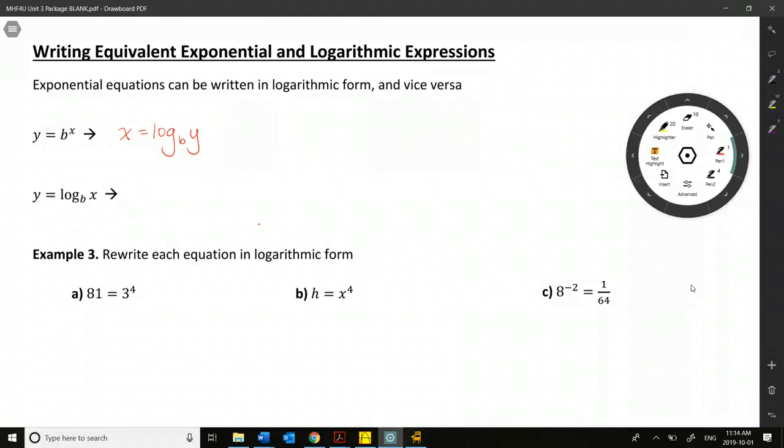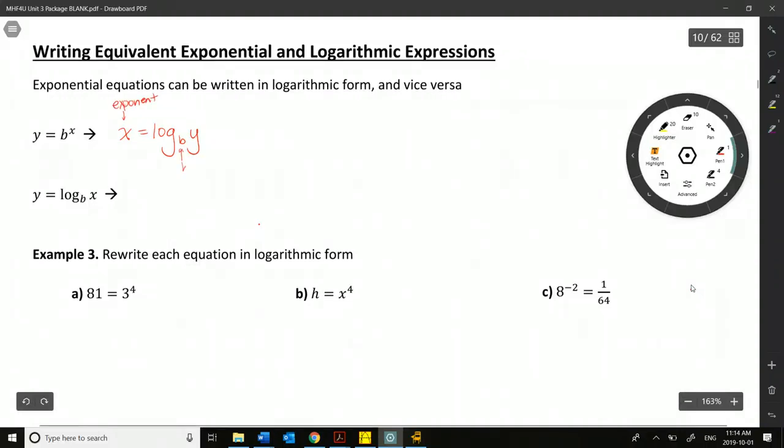Okay? So this is the exponent. This will be where your base was in your exponential, and then this will be the answer that you get out, or in other words, the output of that exponential question.